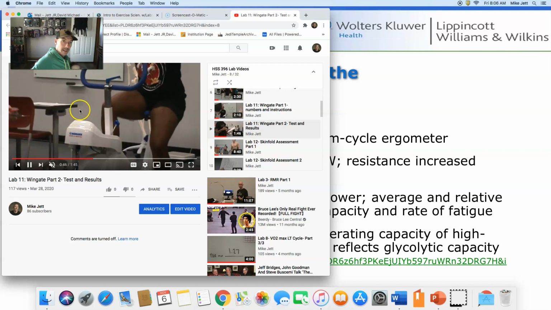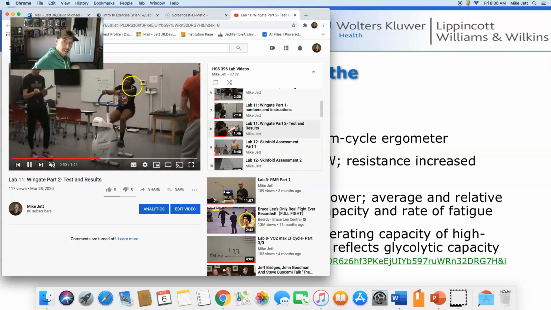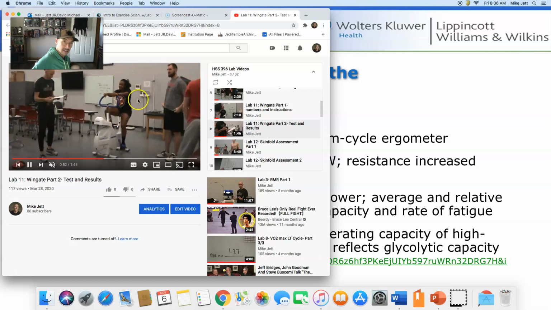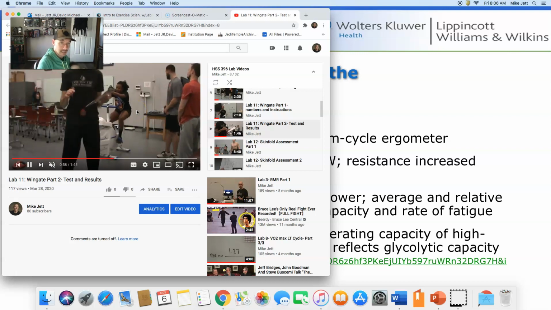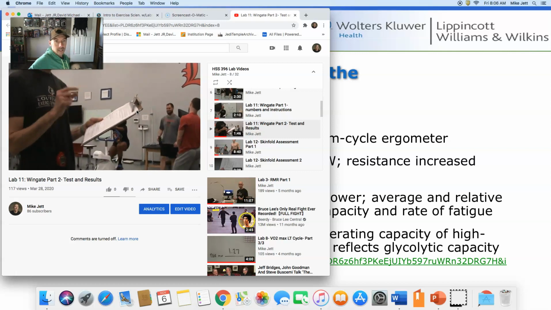Let's see if we pan out a little bit. So look, Lindsay's very tired. Now she's a beast. She's an athlete. So she's highly motivated and she's accustomed to enduring discomfort, right? So again, this kind of speaks to the idea that motivation is important for this test.